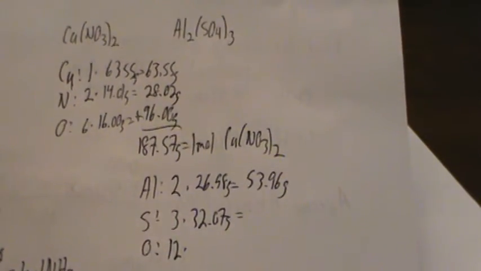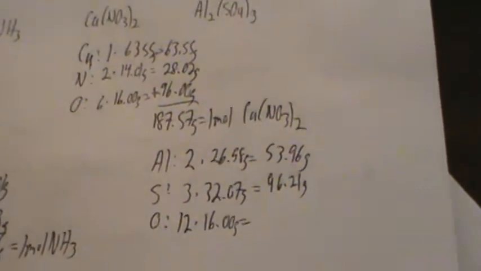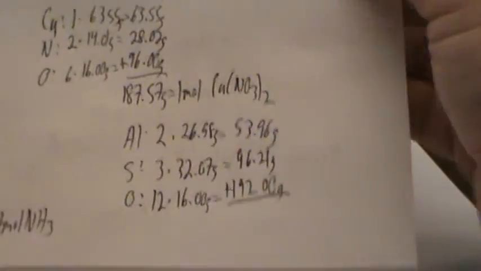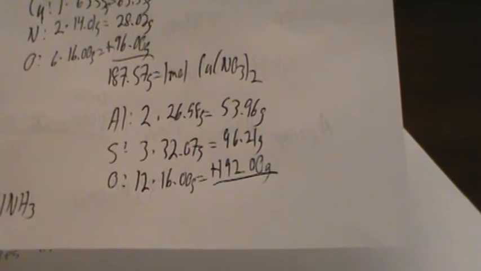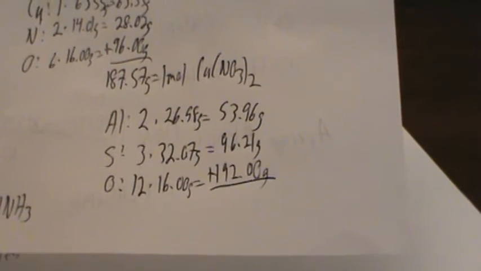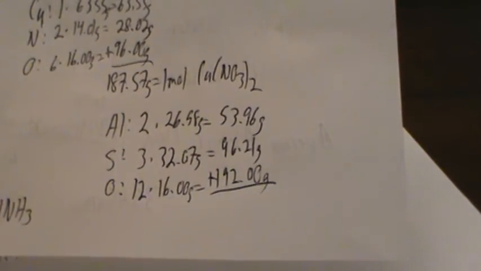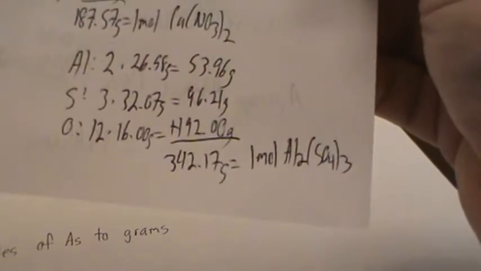3 times 32.07, 96.21 grams. And oxygen, 12 times 16, 192 even. And we add all 3 of those numbers up, 53.96 plus 96.21 plus 192, coming up with 342.17 grams. Once again, that's equal to 1 mole Al2(SO4)3.